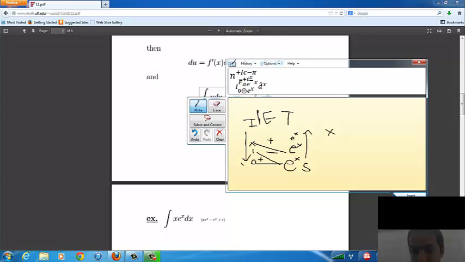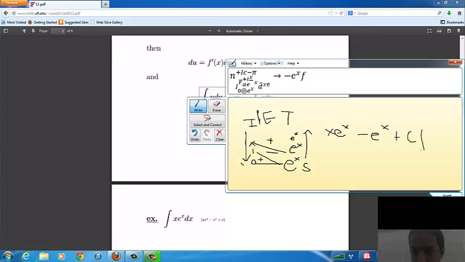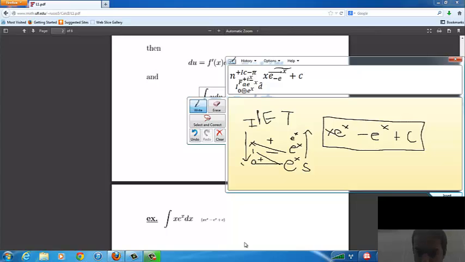So we have x times e to the x, x e to the x, minus 1 times e to the x, so just e to the x. And then 0 times e to the x is just 0. But that's a plus, so plus 0. And then finally plus c, because it is an indefinite integral. And that is it. Look at our answer: x e to the x minus e to the x plus c.